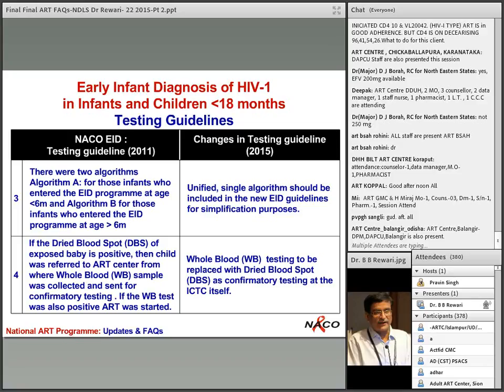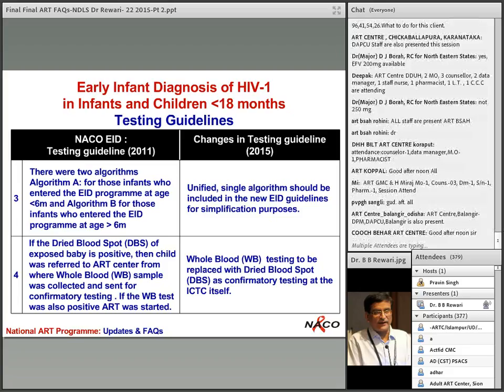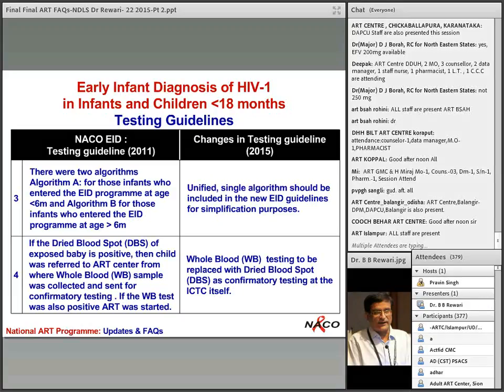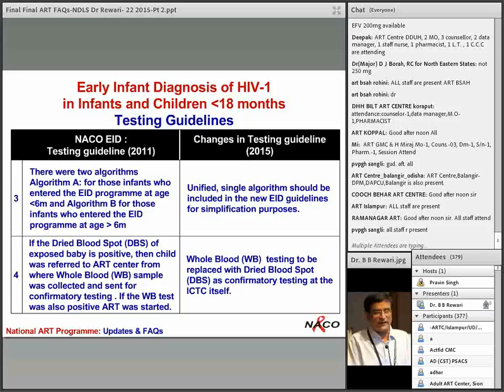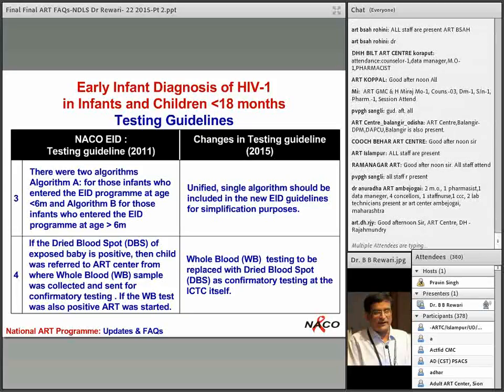Now this second whole blood sample has been replaced with dried blood spot. So you can do 2 sequential DNA PCR tests using dried blood spot, meaning the first dried blood spot, if it is positive or called reactive, then you have to collect another sample and send it to the lab, and if that is also reactive, then start ART.